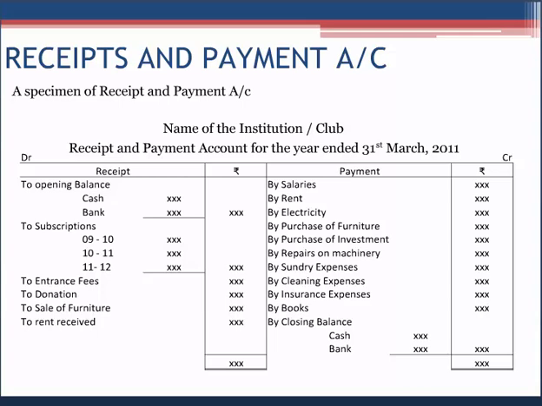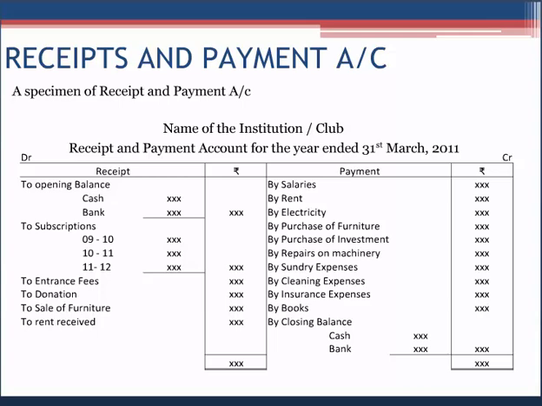As you can see, it starts with opening cash in bank. We have subscription for 9-10, 10-11, entrance fee, donation, sale of furniture, interest receipt. On the opposite side, we have salaries, rent, electricity, purchase of furniture, investment, machinery, sundry expenses, cleaning expenses, insurance expenses, books, and the closing balance of cash in bank.